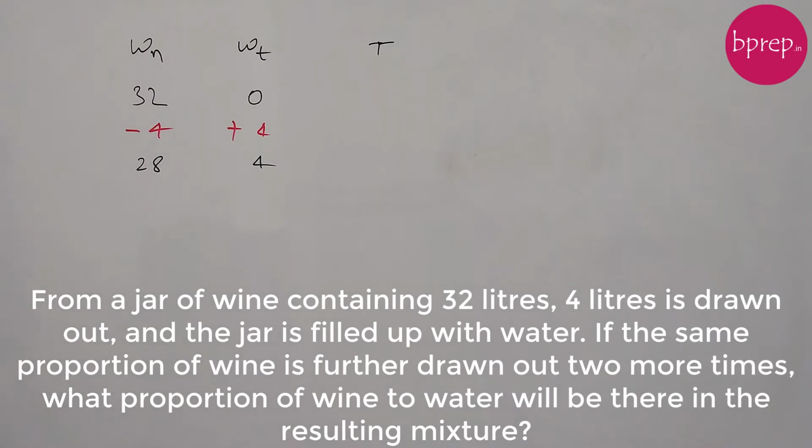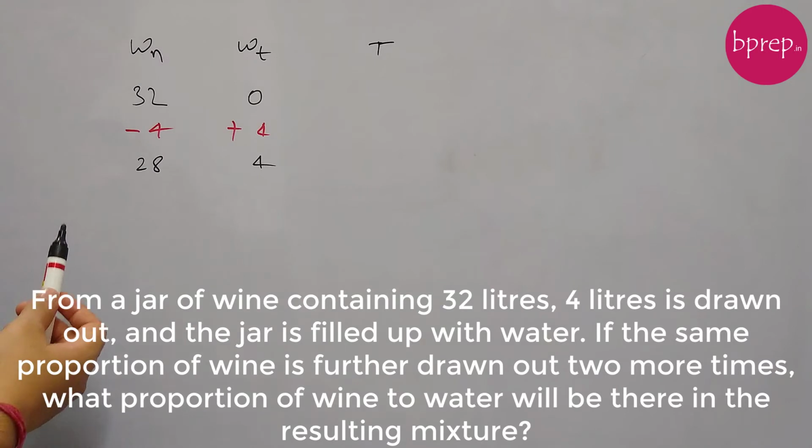And if the same proportion of wine is further drawn out 2 more times, what proportion of wine to water will be there? Okay, so one clarification here. Question seems a bit ambiguous. It is not given that 2 more times we are just taking water or we are also taking wine or we are also replacing it with water. So that is not given. But looking at the option seems like if you don't consider replacing wine with water in 2 more attempts, we won't get the answer. So assuming water is getting replaced with wine.